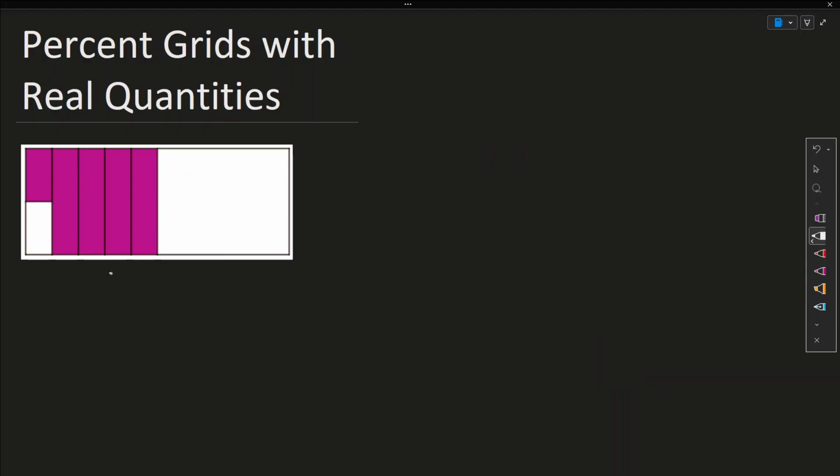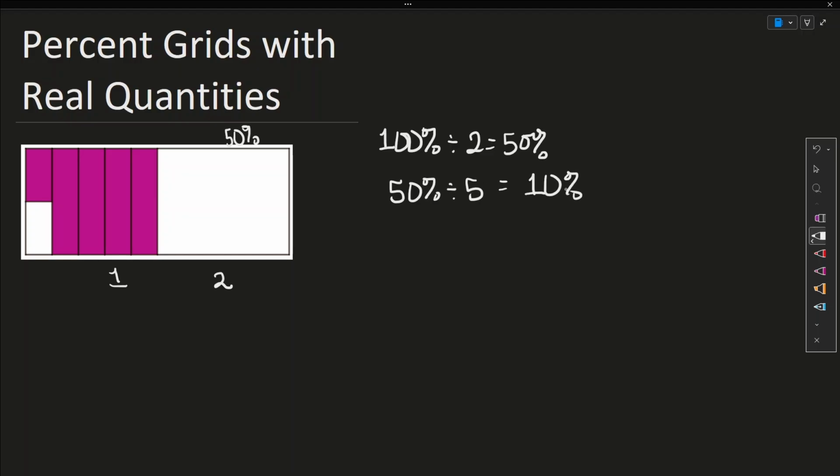Let's look at this one. This is actually broken in half into 2 equal pieces. So each half will represent 50%. That means this unshaded portion here is 50%, and this total area to the left of it is also 50%. This one on the left is actually broken into 5 equal pieces. So we take our 50% and divide by 5 to get that each one of these is 10%.